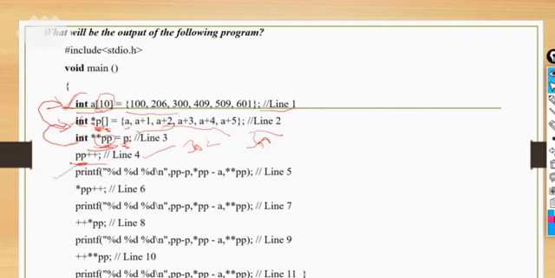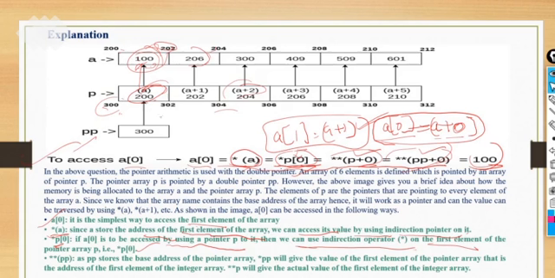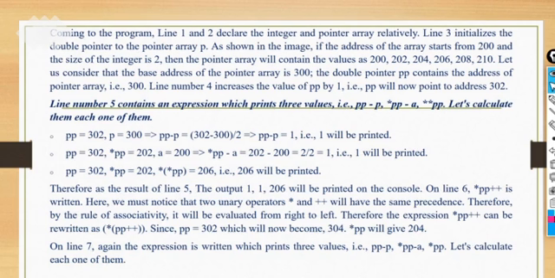So what is next here? Printf pp minus p. What is the value of pp and what is the value of p here? pp is 300. Let's see here, this particular thing. pp. What is the value of pp?